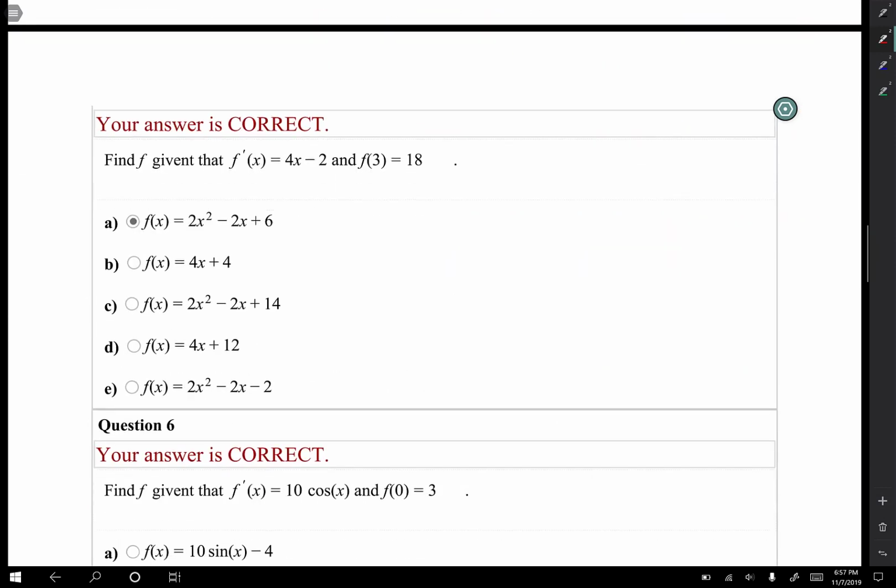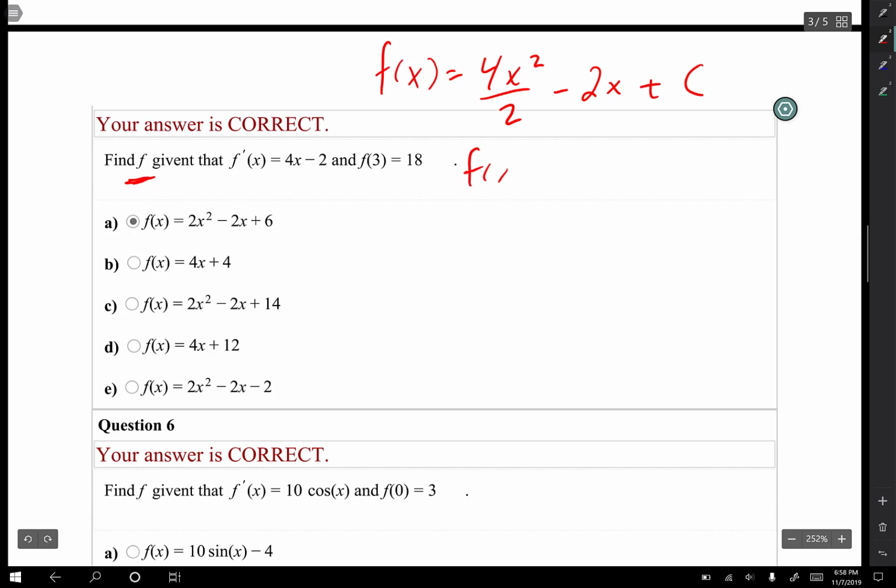So this time they want f. They give me f prime, and they tell me that f of 3 is 18. So let's find f. We're going to take the antiderivative. Antiderivative of 4x is 4x squared over 2, and then I'll divide that by 2. Antiderivative of 2 is 2x, and then I put plus c. So now I'm going to write f of x equals 2x squared minus 2x plus c. And maybe that step is redundant. Maybe you could have done it the first time around.